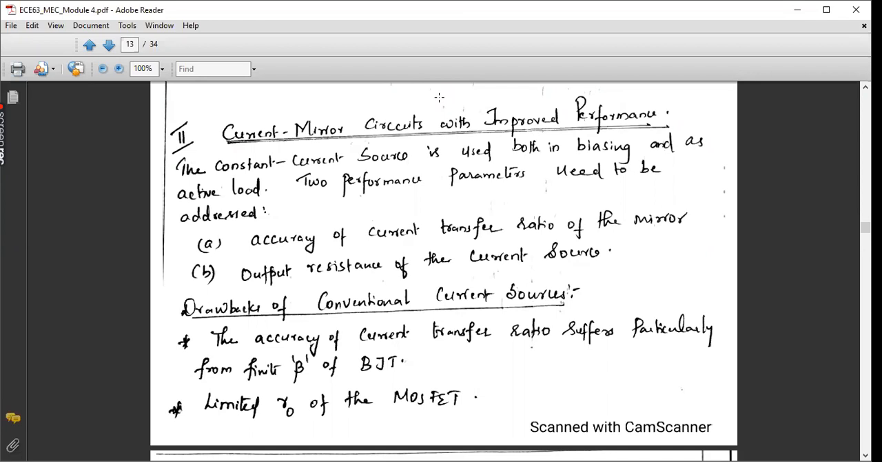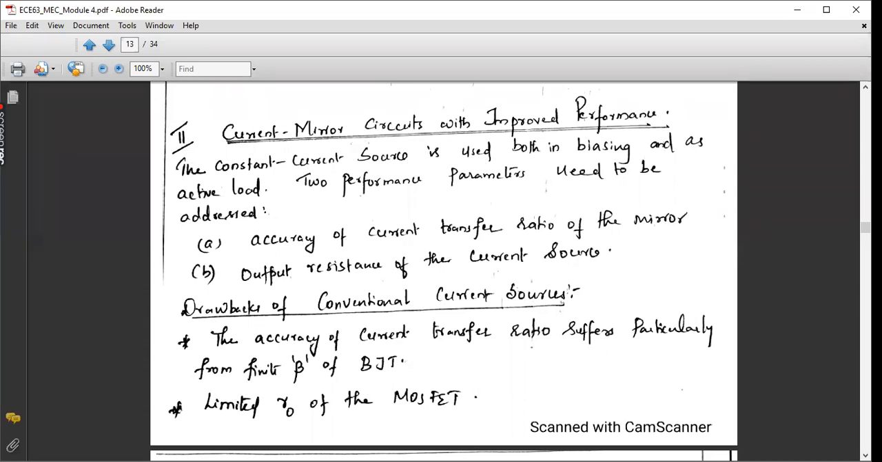Now, it is time to discuss different current mirror circuits which will perform very well when compared to the conventional current mirror circuit. So what is the use of current mirror circuits with improved performance? Of course, there are some limitations with the conventional current mirror circuits, in that we are not achieving some optimization targets. To compensate for those problems, we are going to propose some advanced current mirror circuits with improved performance.